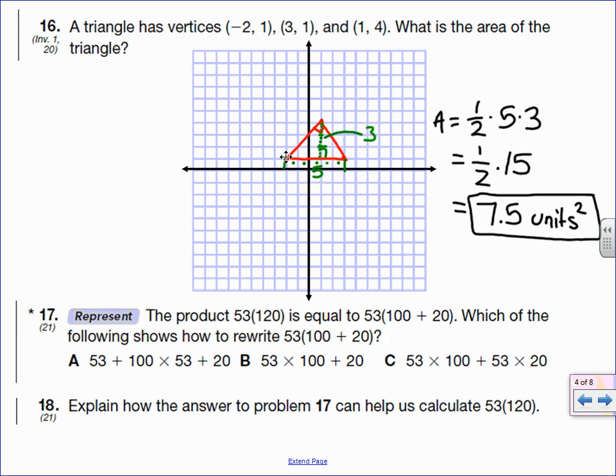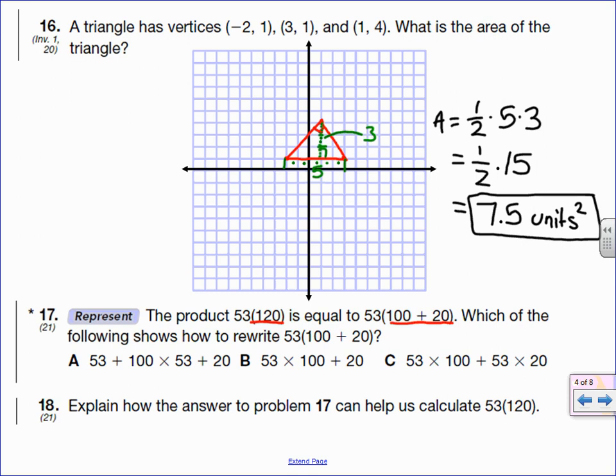The product, 53 times 120, is equal to 53 times (100 plus 20). So all they've done is rewrite 120 as 100 plus 20. And they're equal because 120 is equal to 100 plus 20. Which of the following shows how to rewrite 53 times (100 plus 20)?